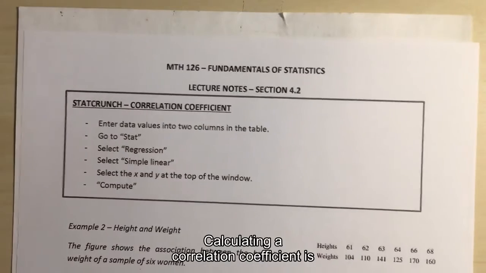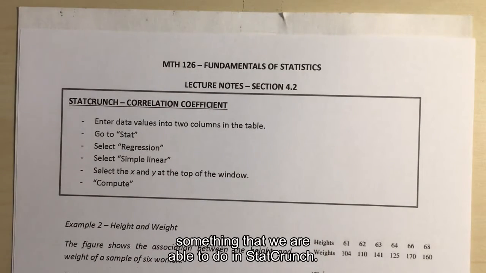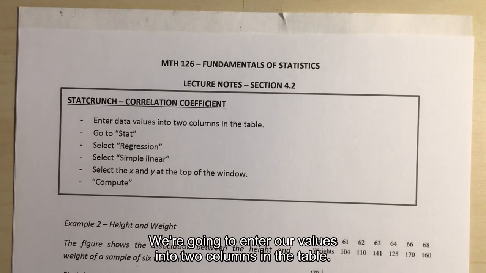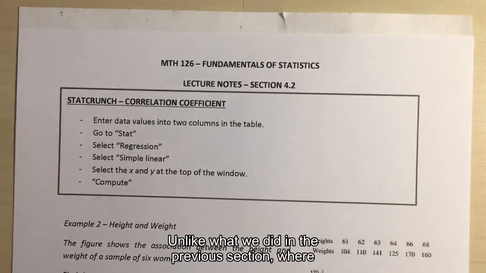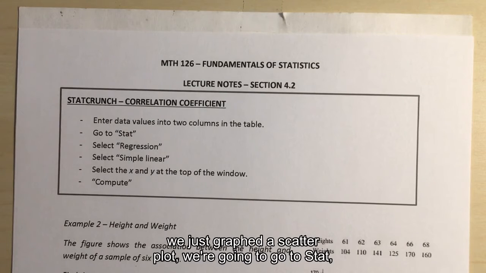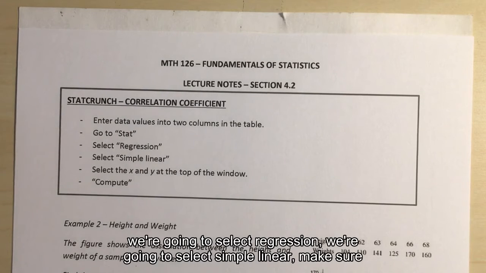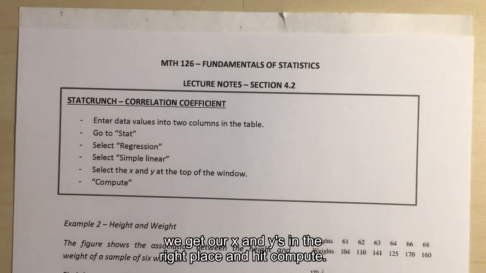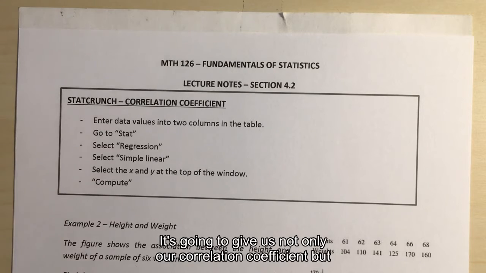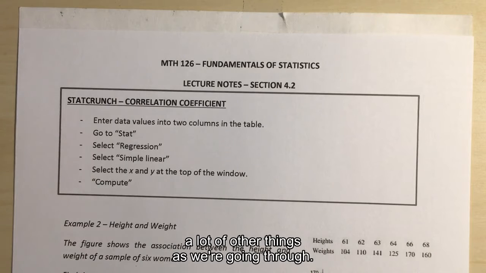All right, so calculating our correlation coefficient is something that we are able to do in StatCrunch. We're going to enter our values into 2 columns in the table. Unlike the previous section where we just graphed a scatter plot, we're going to go to Stat, select Regression, select Simple Linear, make sure we get our X and Y's in the right place and hit Compute, and it's going to give us not only our correlation coefficient but a lot of other things.